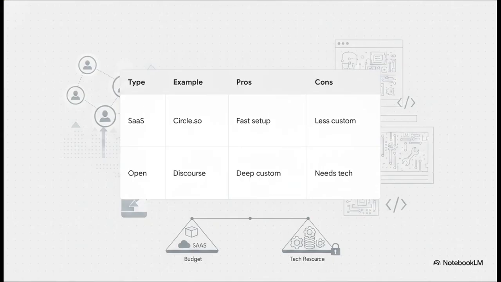Let's actually zoom in on step 2 for a second, because I know this is where a lot of business owners get completely stuck. Choosing your platform. You really have to weigh your budget against your actual technical resources here. On one side, you have out-of-the-box SaaS products, think Circle.so or Mighty Networks. These are super fast to set up and incredibly easy to manage. But on the flip side, you have open-source software, like Discourse. Now, this offers incredibly deep customization, but it demands some serious technical skill to keep it running smoothly. You've got to choose the tool that fits your team's actual realistic capabilities.